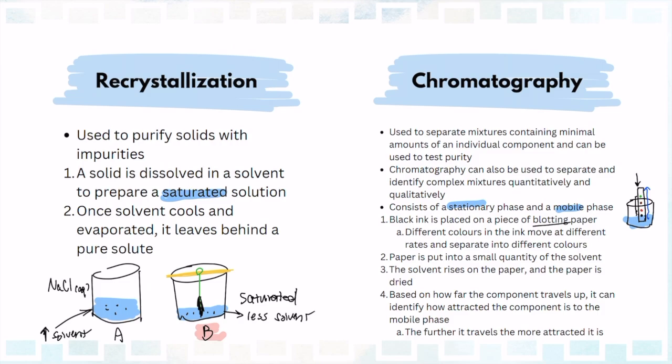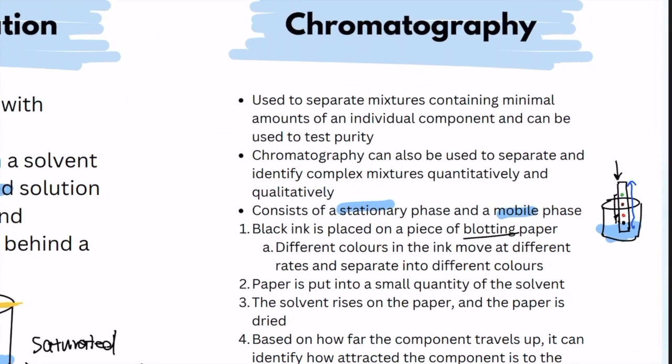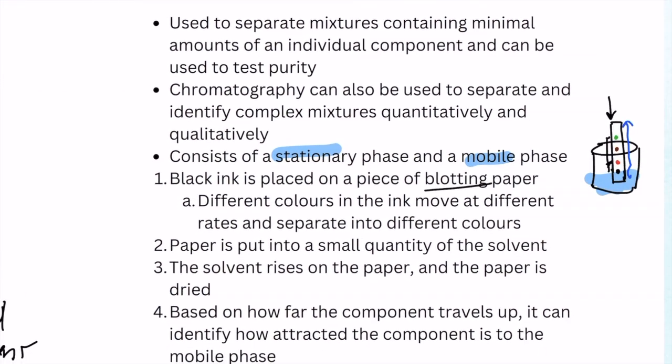You can also use it for things with a lot of dyes in them as well. Based on how far the component travels up, it can be identified how the component relates to the mobile phase. So whichever dye travels the furthest, its particles are most likely to be the smallest because of how attracted it is to its solvent.